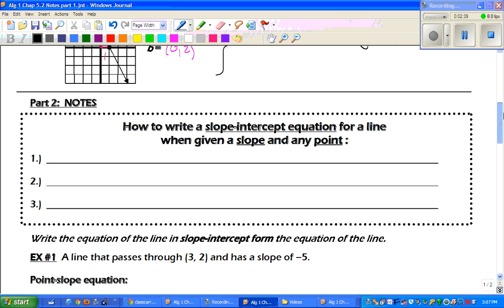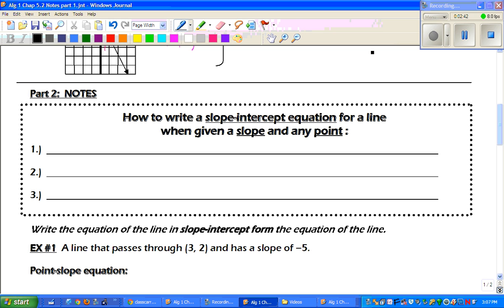The new thing that we're learning about today is how to write a slope-intercept form equation for a line when you're given a slope and any point. And that's any point because it's not going to be 0, b. It's not going to be your y-intercept. We're going to have to figure some stuff out by ourselves.